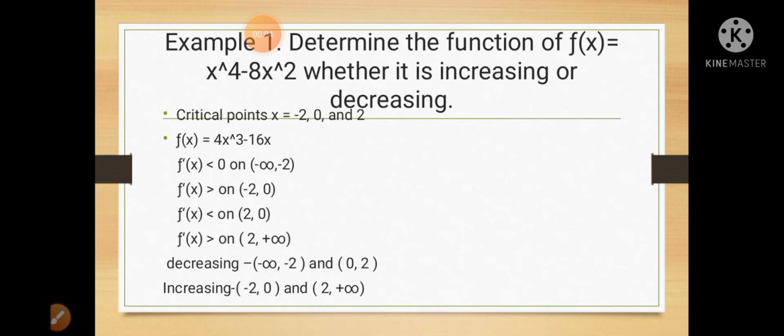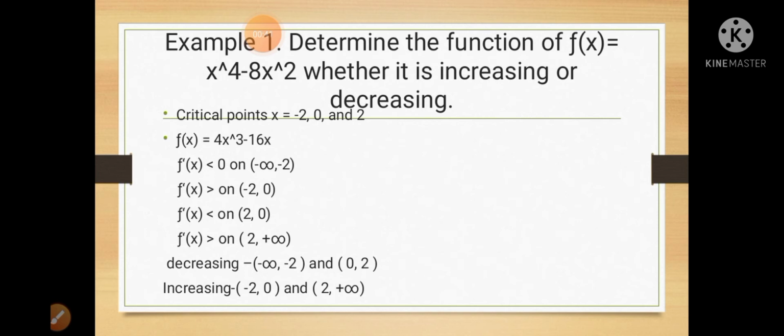For example number 1, determine whether the function f(x) = x^4 - 8x^2 is increasing or decreasing. In determining intervals where a function is increasing or decreasing, you first find the domain values where all critical points will occur. So, for that, the critical points are x = -2, 0, and 2.